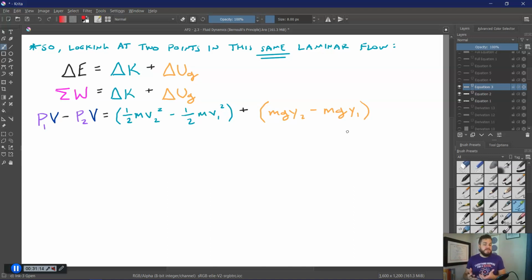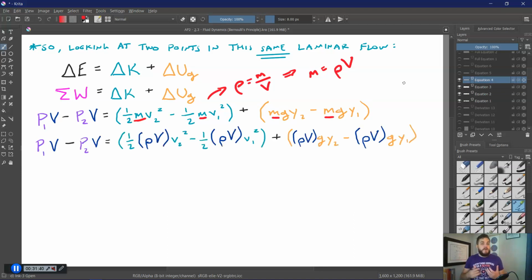Additionally, for the change in gravitational potential energy, we're just looking at the changes in heights, specifically mgy2 minus mgy1. But this is a fluid, and we don't typically deal with mass, so let's remind ourselves that density is mass over volume, and therefore mass is equal to density times volume. At each of these points, I'm going to substitute in for m, the mass, the density times the volume.